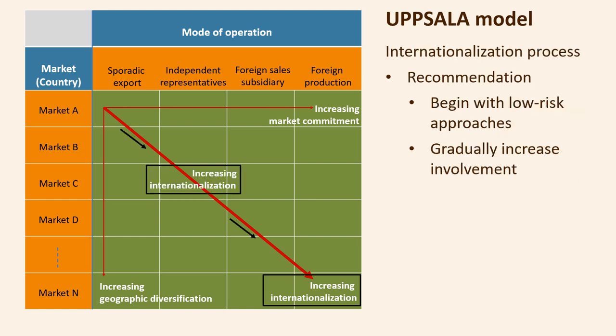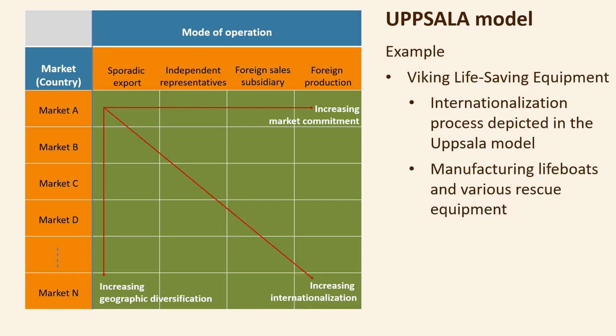Therefore, the company should begin with low-risk approaches to the mode of operation and markets and gradually increase its involvement as it gains knowledge and experience. The company Viking life-saving equipment is an example of the internationalization process depicted in the Uppsala Model. Renowned for manufacturing lifeboats and various rescue equipment for cruise ships, offshore and similar industries, Viking life-saving equipment exemplifies a firm's expansion into international markets.